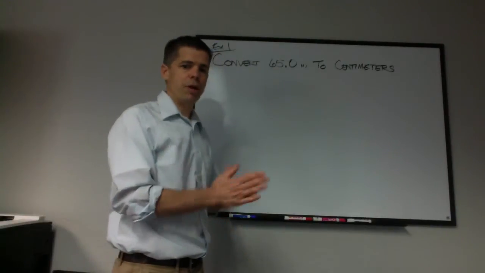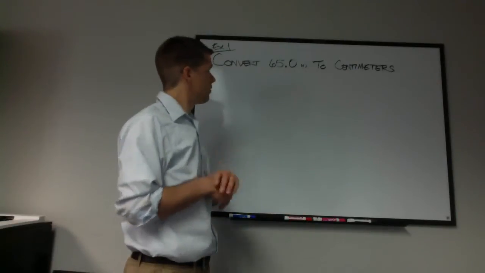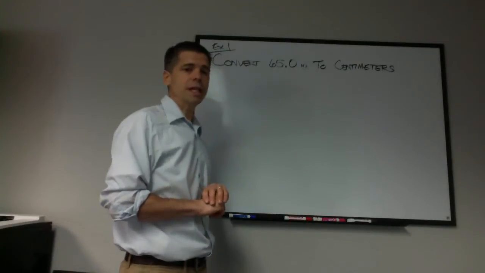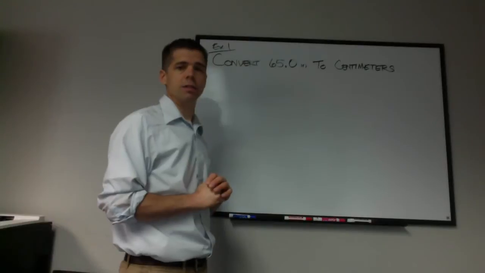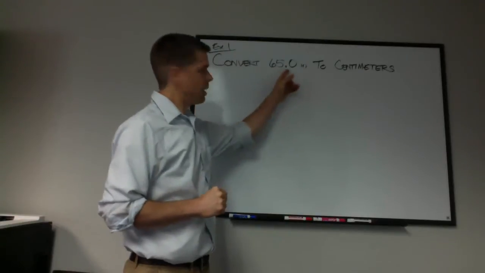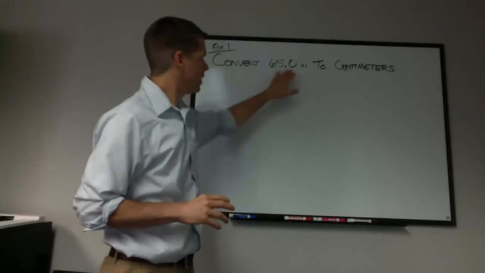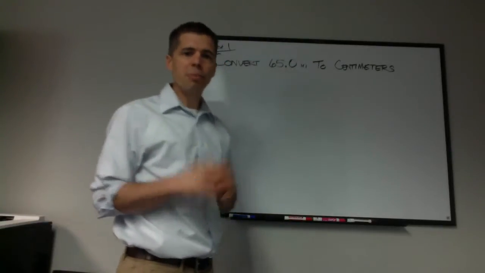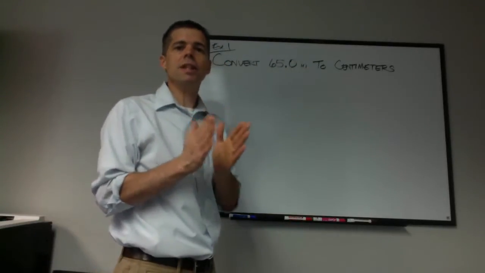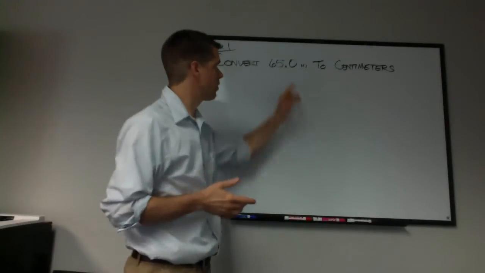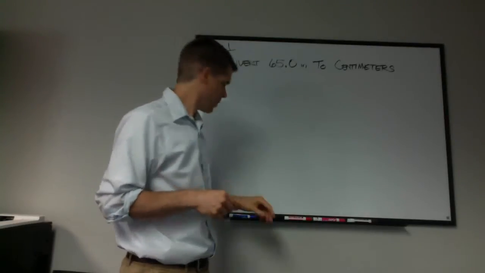All right, let's try a problem. It says convert 65.0 inches into centimeters. So the first thing you might be wondering is, why did I write 65.0? Why the 0 on there? The 0 is important. It tells us this is a digit that we know. In science, we call those significant digits.